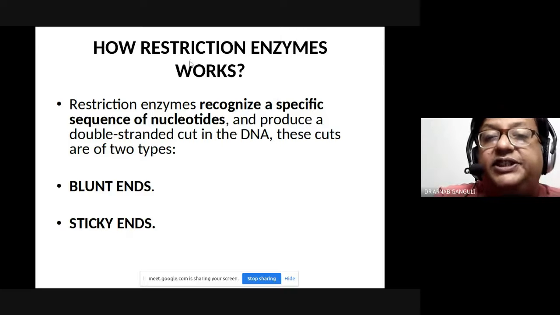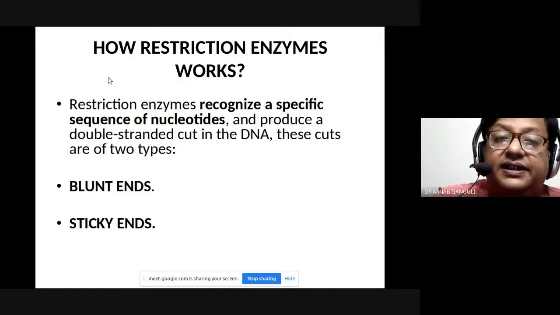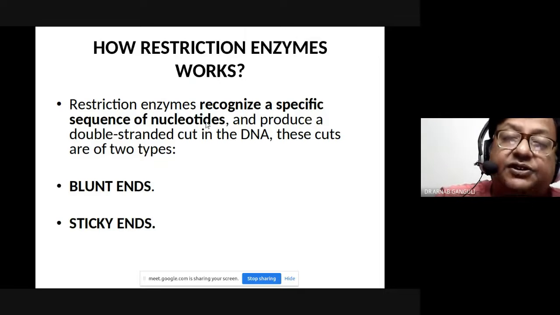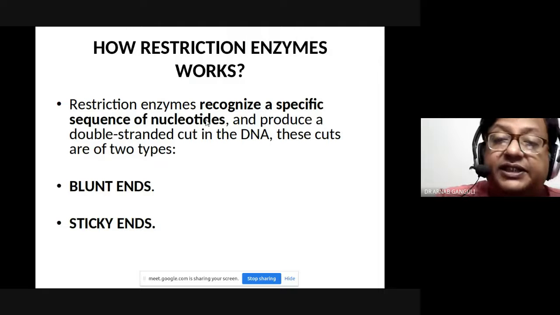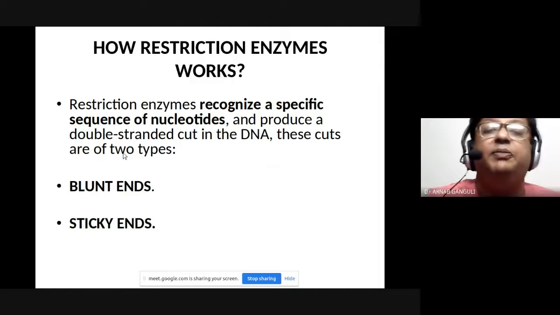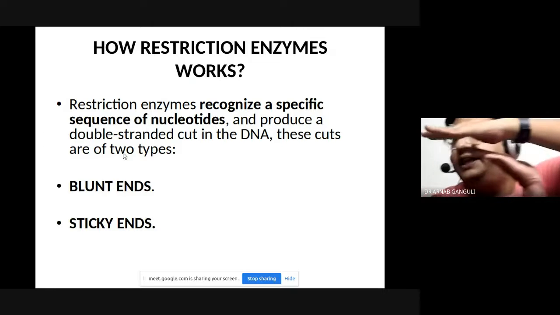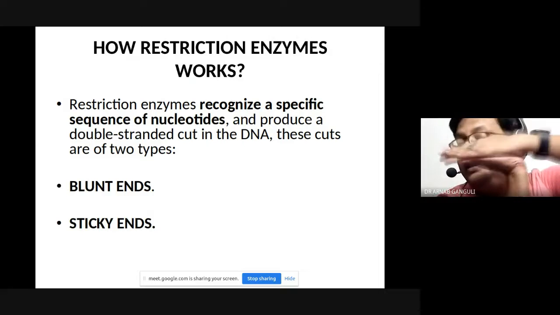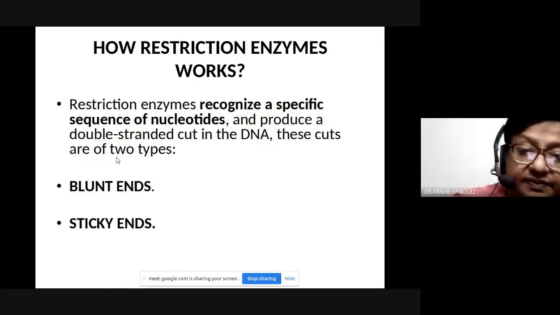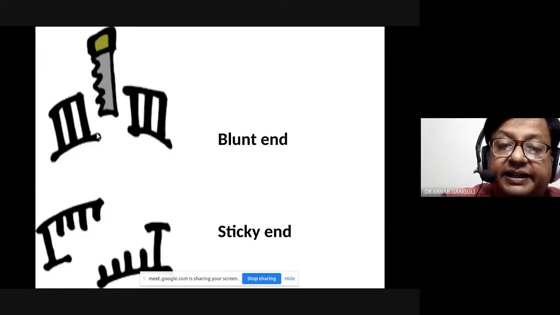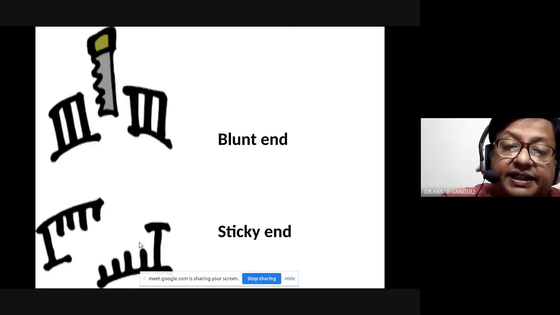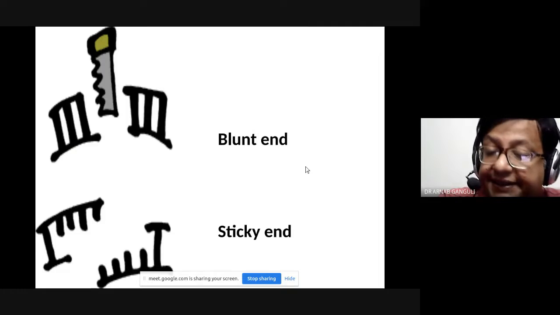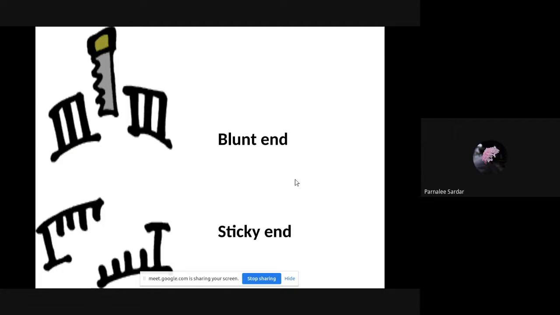So how do restriction enzymes work? They recognize a specific sequence of nucleotides. As I told you, they recognize specific nucleotide sequences, and the cut can produce sticky ends. This is a sticky end, where there is an overhang. And this is a blunt end, there is no overhang. So this is a blunt end, and this is a sticky end. Is it clear what a blunt end and a sticky end are?